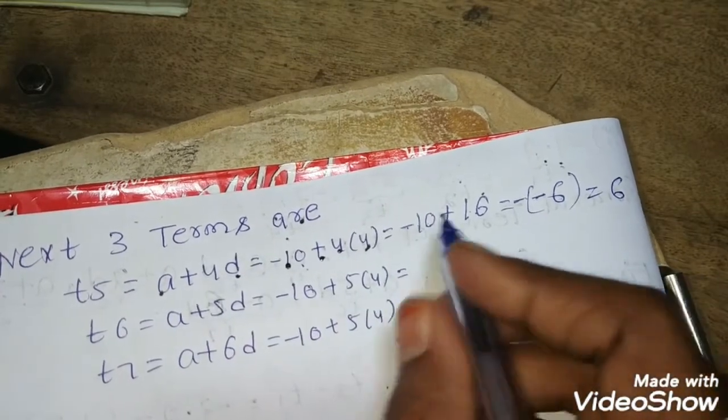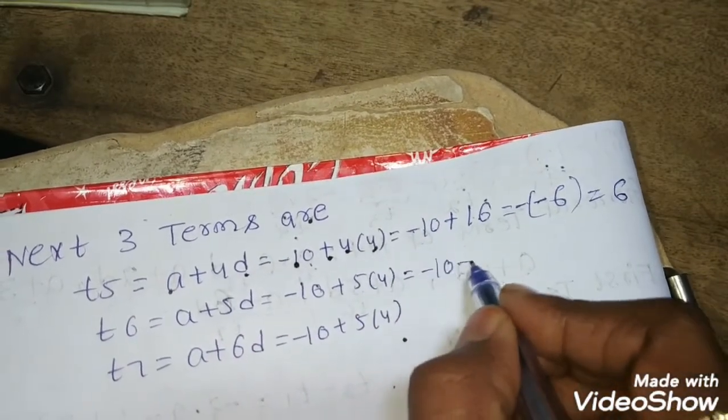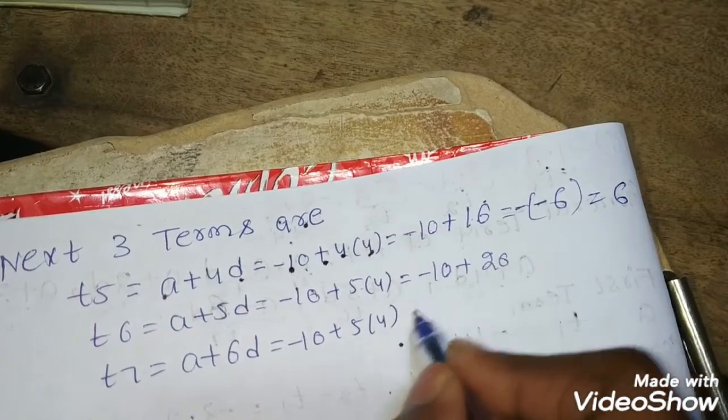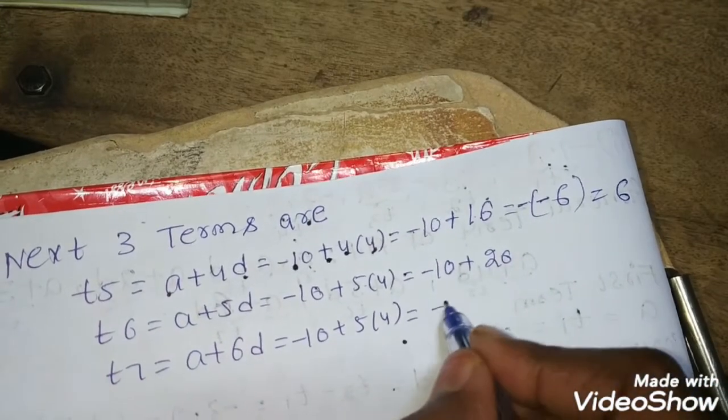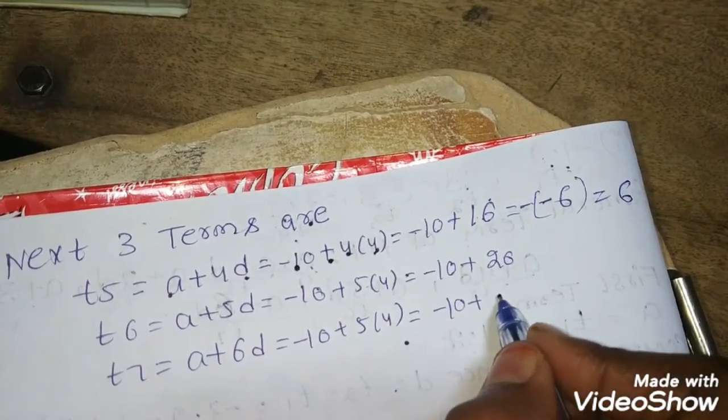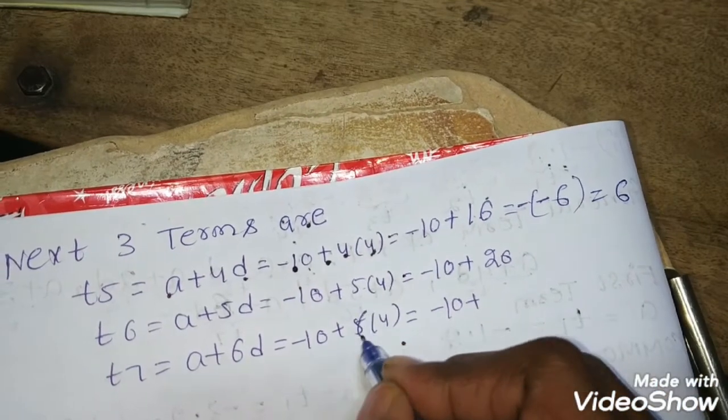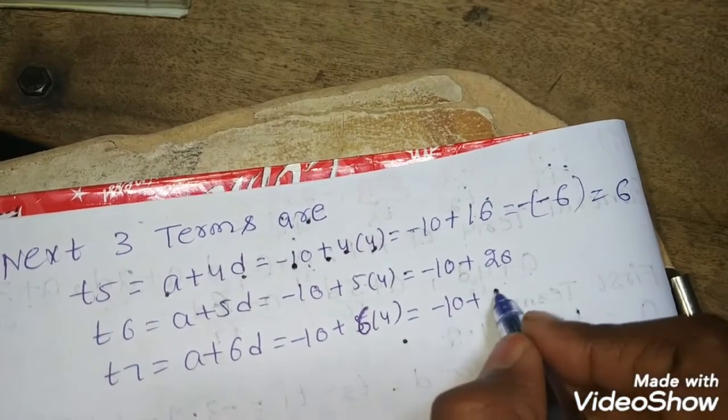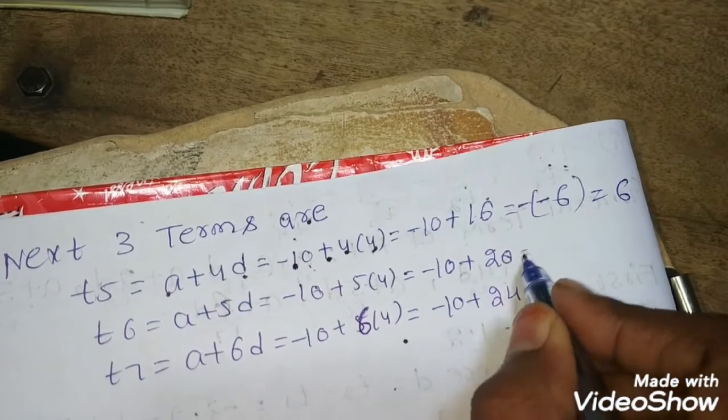You can get confused sometimes. Again, minus 10 plus 5 fours are 20, and write down below minus 10 plus 6 fours are 24. 24. Okay.